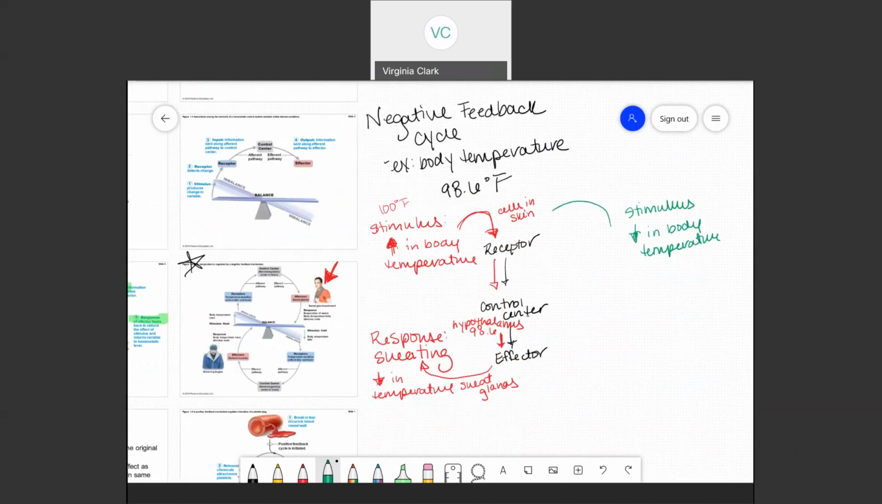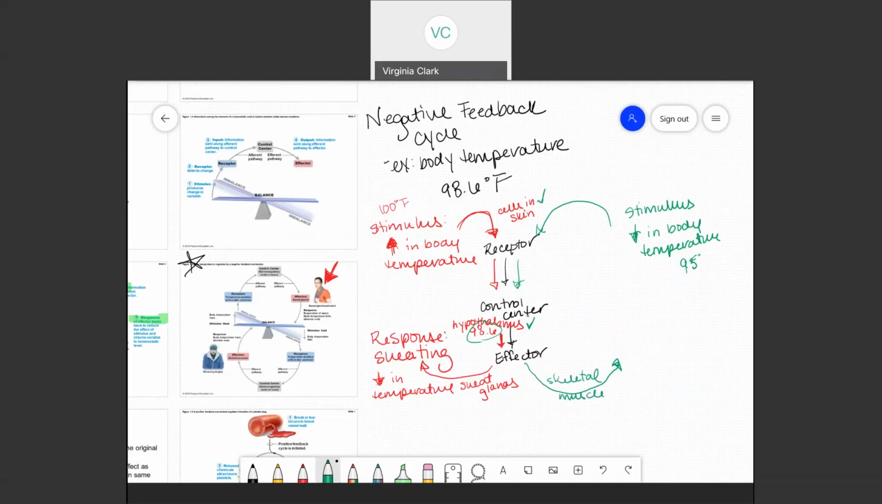That is going to send communication to the receptor. It is still going to be the cells of the skin who are doing it. Decrease in body temperature. Let's say we're going down to 95 degrees. And then after that, the receptors in the skin are going to send that communication to the control center. It's also going to be the hypothalamus, and we're also looking for 98.6 degrees. But remember, we are below. So if we are below 98.6, our effector is going to turn on, and it is going to send a communication, but this is different. Instead of it being to the sweat glands, it is going to send communication to the skeletal muscle.